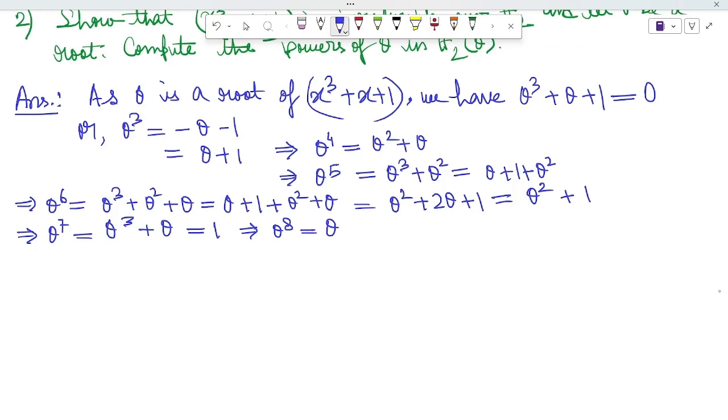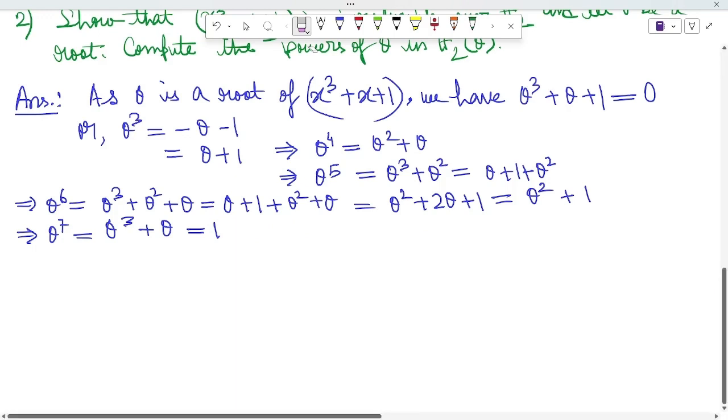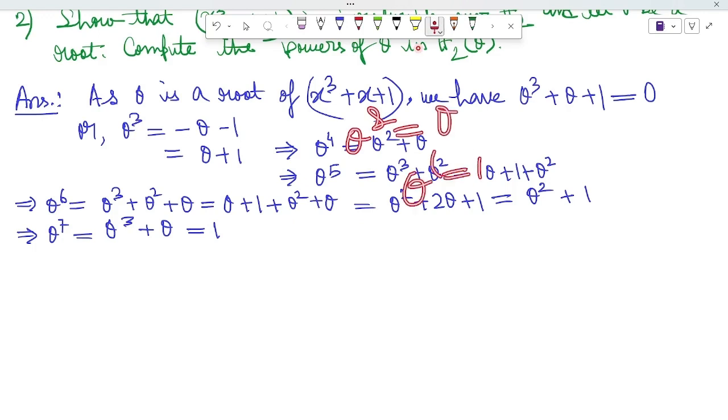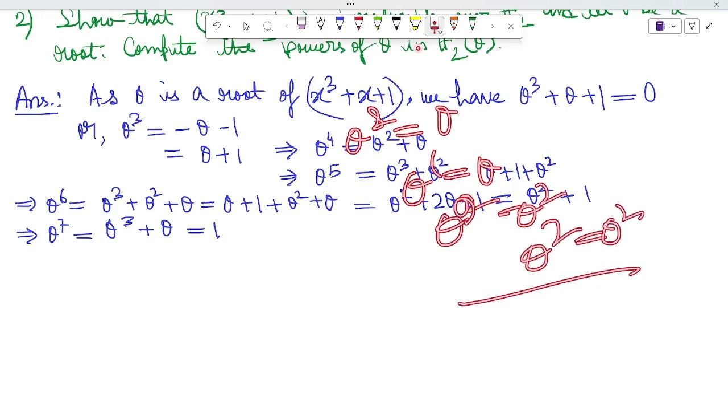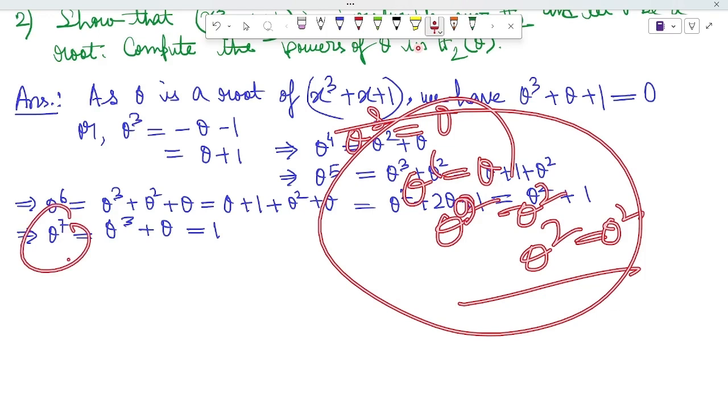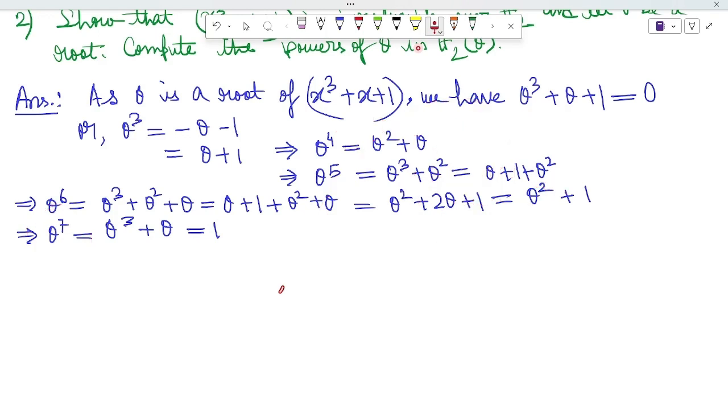In this way, it will revolve. Theta power 9 means theta square. Why am I not writing theta power 8 equal to theta? Because theta power 1 is also theta. Theta power 9 is theta square, but theta square is ordinarily theta square. So they are repeating after a certain step. After theta power 7, everything will be a repetition of the lesser powers up to 7.